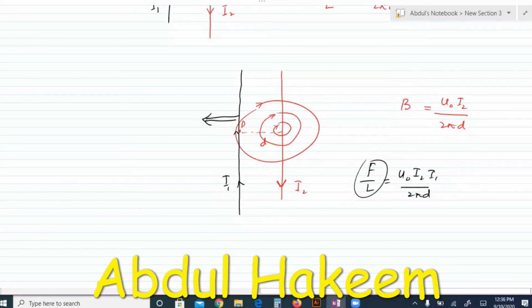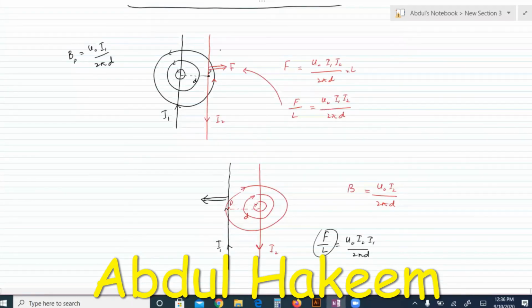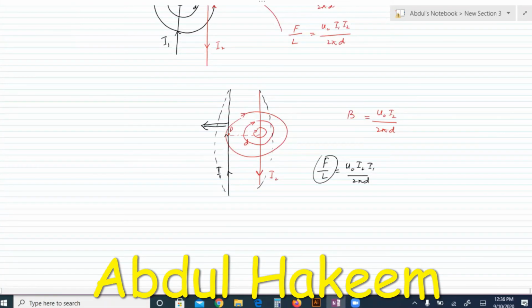So look, right side force on the right wire, left side force on the left wire. It means these two wires will lean outward when the current in the wires is in opposite directions. So this is showing the repulsion.